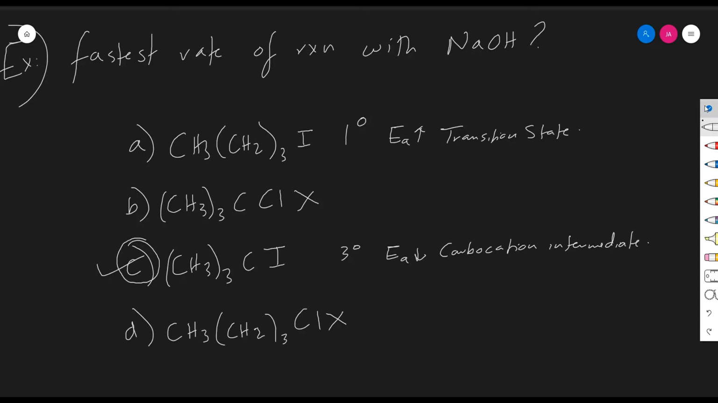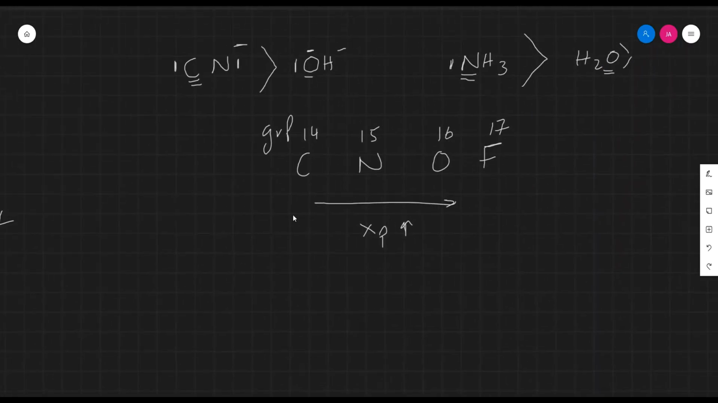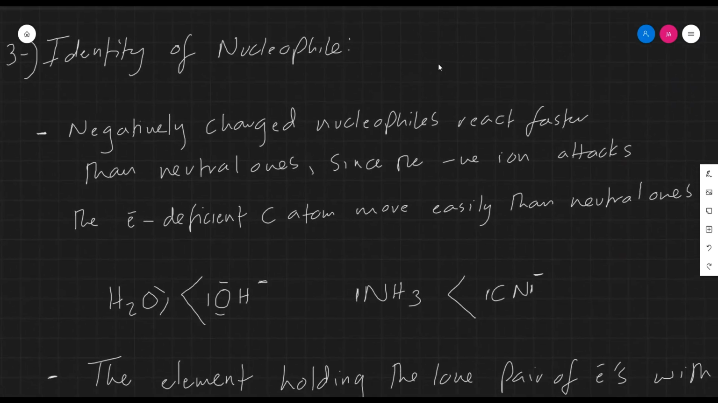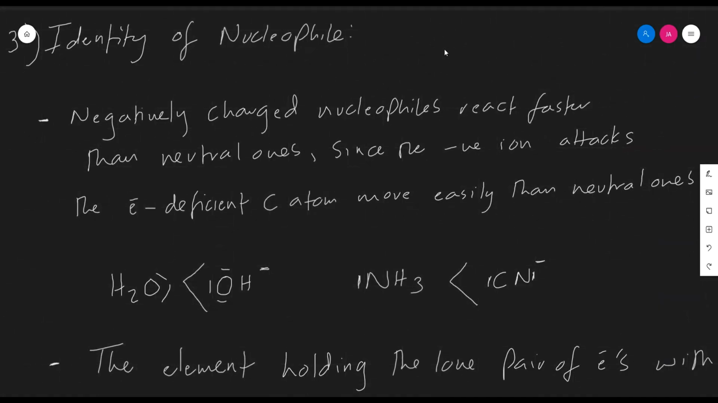The third factor affecting the rate of reaction is the identity of the nucleophile. In general, the nucleophile is an electron-rich species that is attracted to the electron-deficient carbon atom bonded to the halogen group, as stated previously. Thus, negatively charged nucleophiles would be attracted more easily to the deficient carbon atom than a neutral one. Therefore, negatively charged nucleophiles react faster than neutral ones, since the negative ion attacks the electron-deficient carbon more easily than neutral nucleophiles.